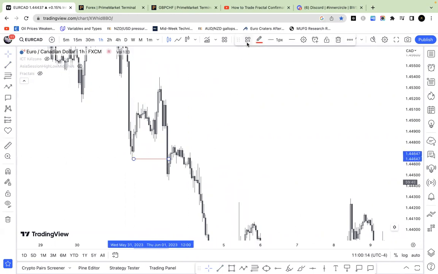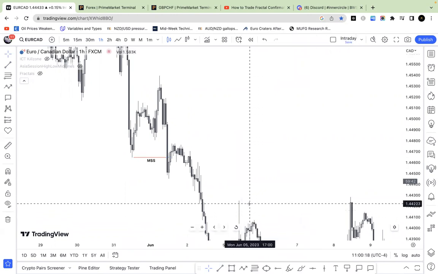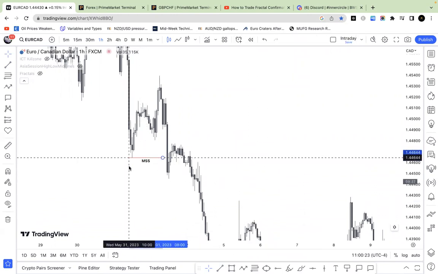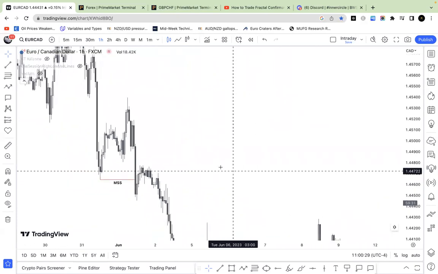you can see that they had an obvious market structure shift. And the market structure shift is a structure break. It's just another word for it, the SMC term for it. I hate that word so much. But that's a market structure shift right there, and that was the latest one, right?